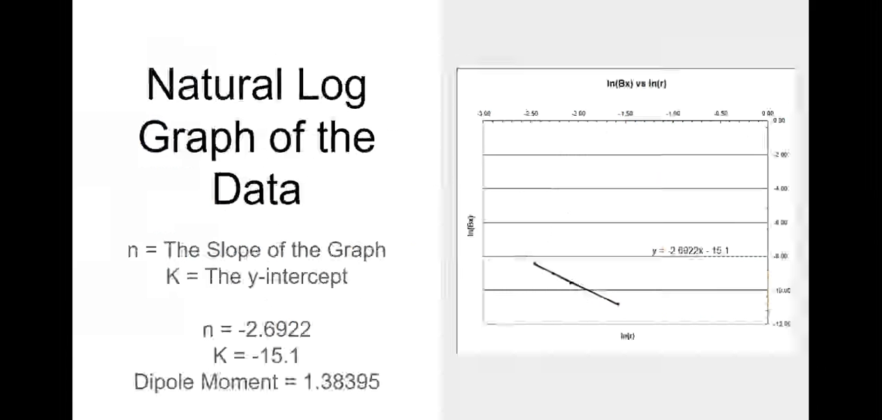And that n component is how quickly it scales off as the distance increases. And as you can see, my n component is equal to 2.6922, which is actually pretty close to how the actual formula is. So I was pretty proud of that. And then k, which is a bunch of different constants, including the dipole moment of the magnet, is going to be the y-intercept, which I calculated to be negative 15.1. Then with a little bit more math magic and plugging in formulas, we can calculate the dipole moment, as I did, to be approximately 1.38395 for my magnet.